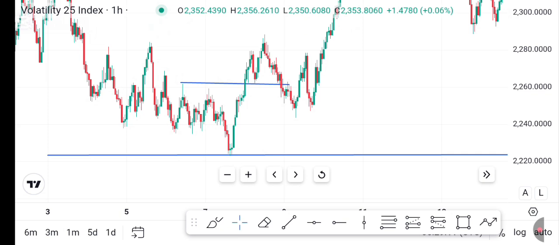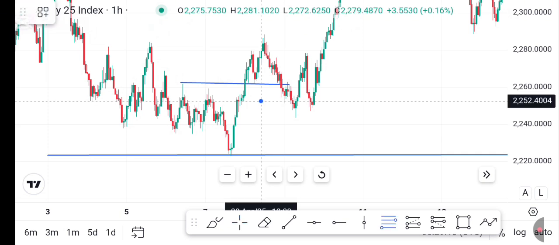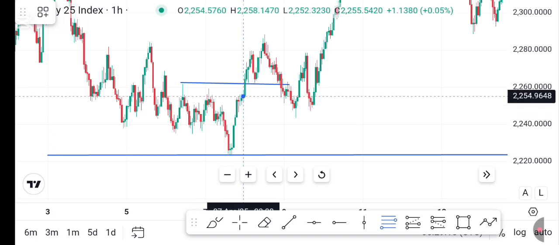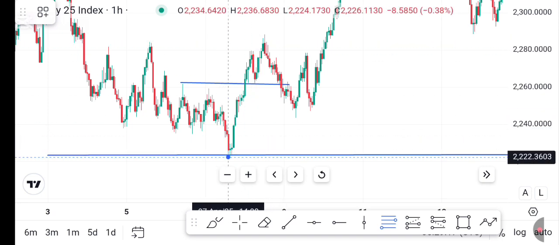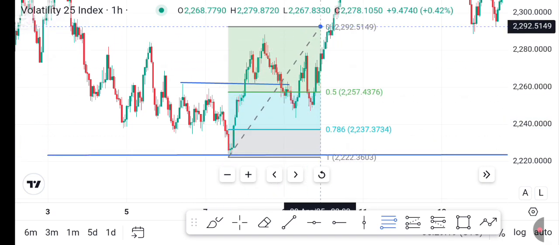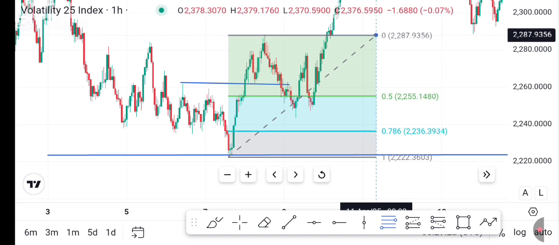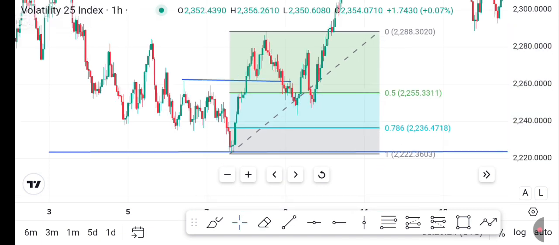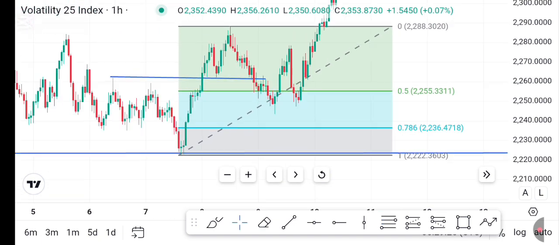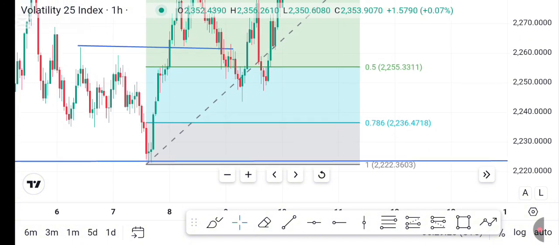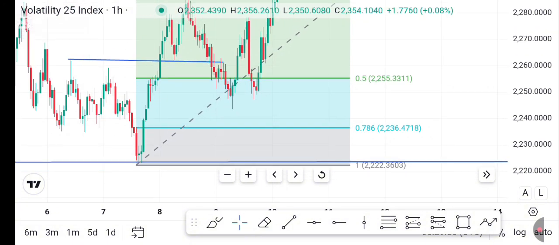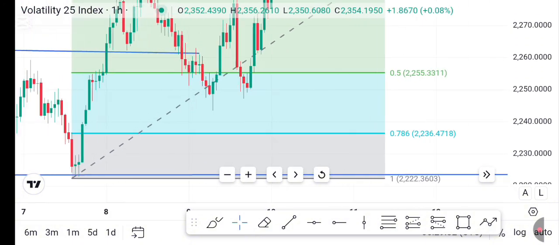We can also measure it with the Fibonacci tool as well. Like here, we start from the low up to the high, and then we look exactly below the 50%. You can see now the market came back very well, and we are between 50% to 70% in the middle there. Then remember, this is H1.